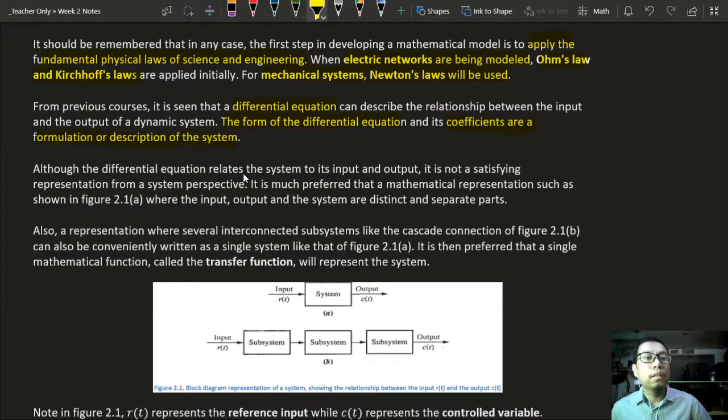Okay. And we take note that although the differential equation, okay, relates the system to its input output, it is not a satisfying representation. Okay, it is not a satisfying representation from a system perspective. Okay, so it is much preferred that a mathematical representation such as shown here, okay, in 2.1, where the input, output, and the system are distinct and separate parts.